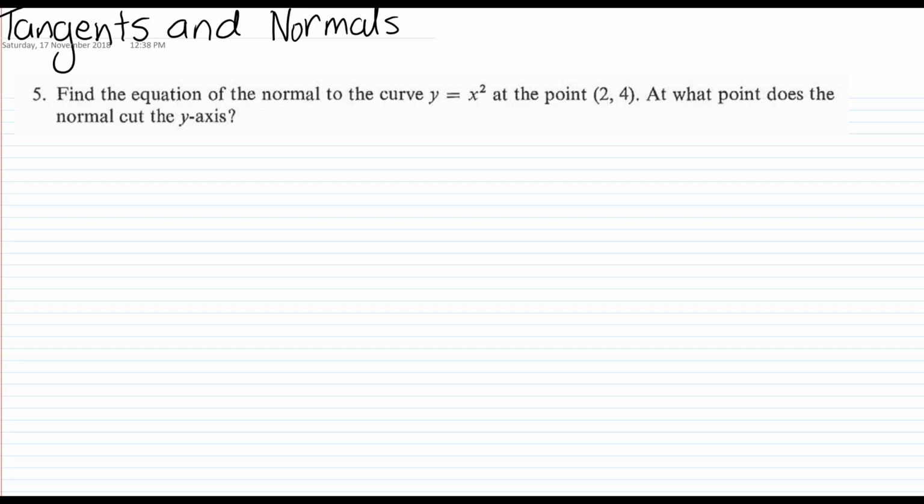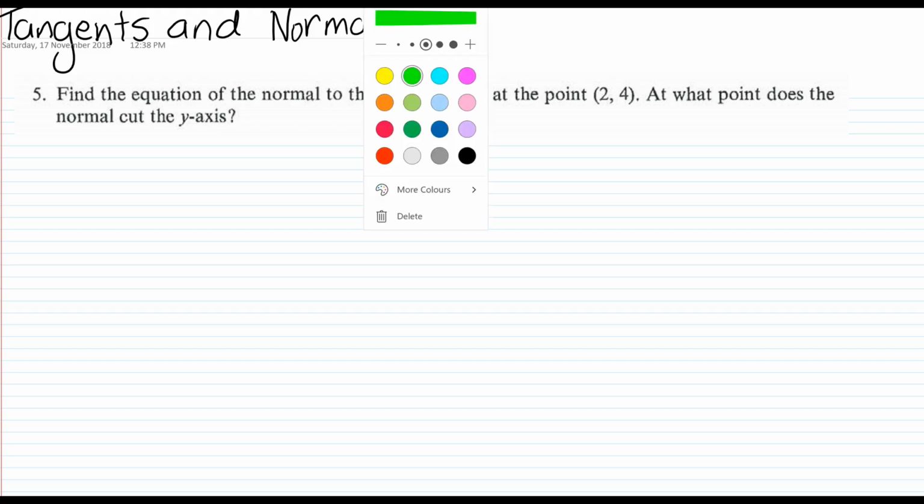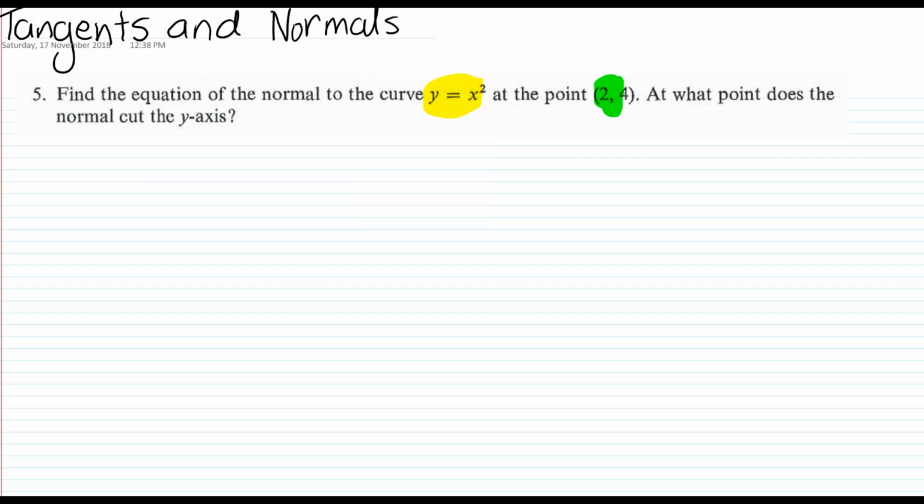When you're doing tangents and normals, you're going to need two things. The first thing is an equation that you're finding a tangent or a normal to, which here is y equals x squared. The second thing you need is an x value for the point that you're doing. And here is our point, which has an x value of 2.